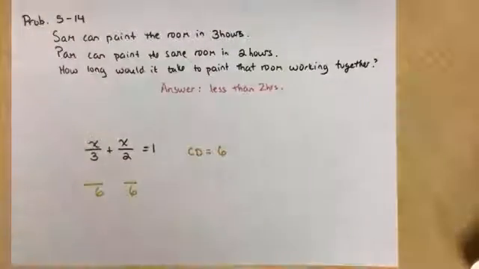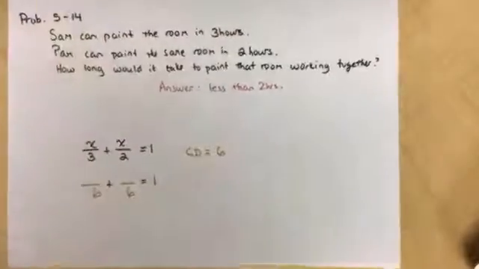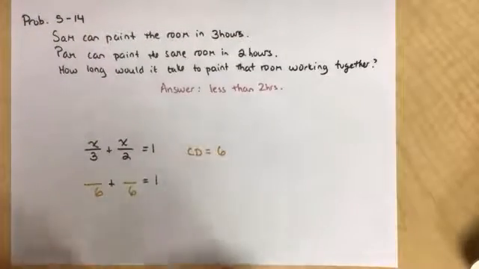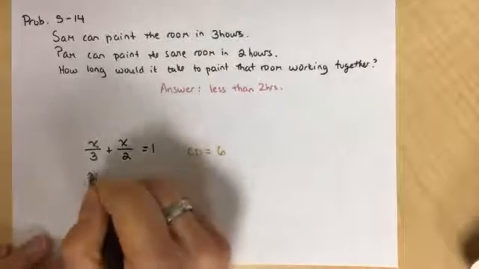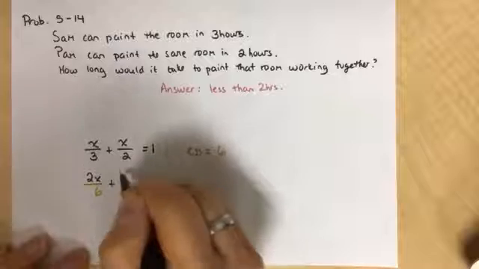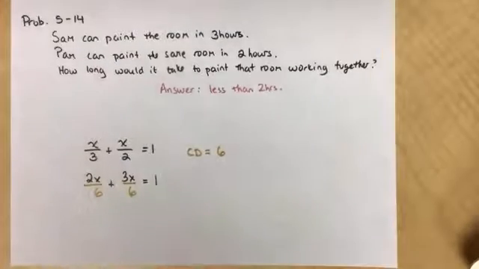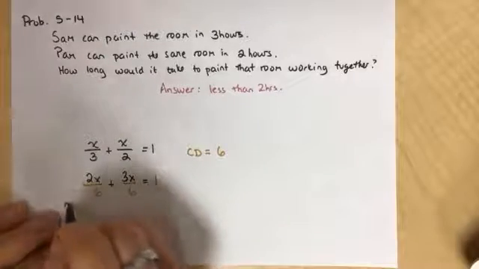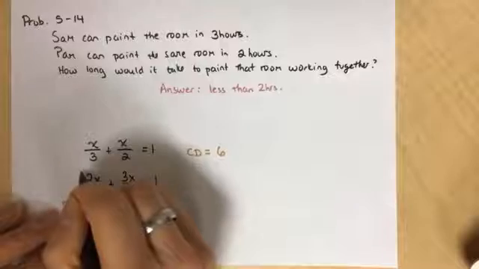So I'm going to scale every fraction in this problem up to 6. Well, if I'm scaling 3 to 6, that x is going to double. If I'm scaling 2 to 6, that x is going to triple. Now I have my one denominator. So I'm going to multiply the whole problem by 6.